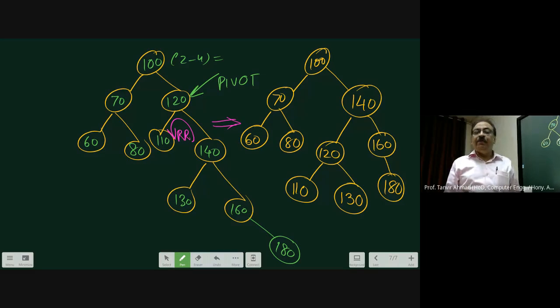Why did I put 130 over there? Because the rule says that the node which does not have a place will be put at the place which has just become vacant. The right of 120 was already occupied by 140, but once 120 came down, the right of 120 is now free, vacant, and that means 130 will be attached to the right of 120. And now this is an AVL tree.